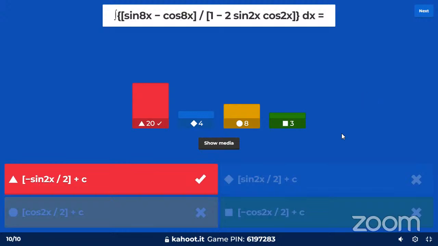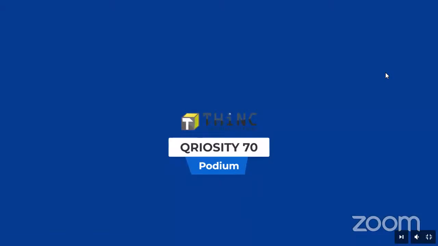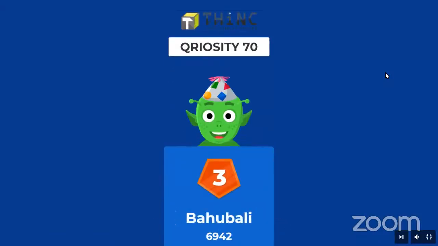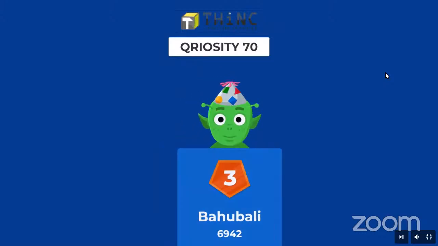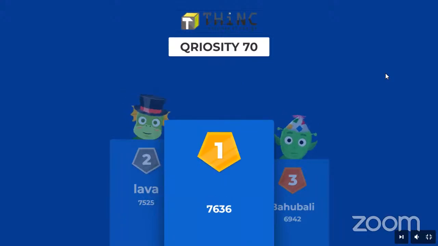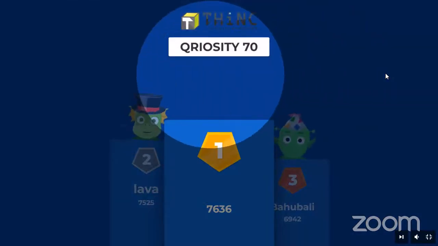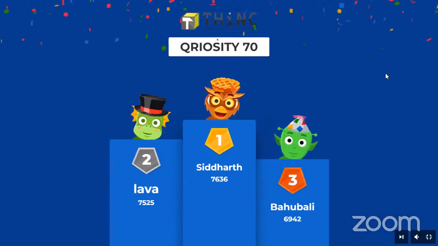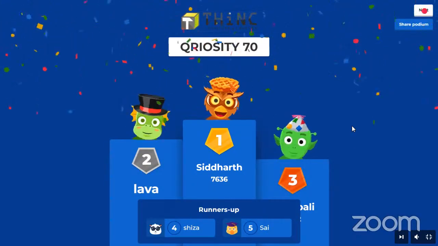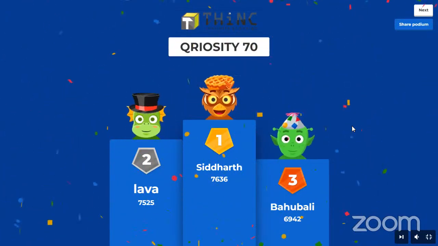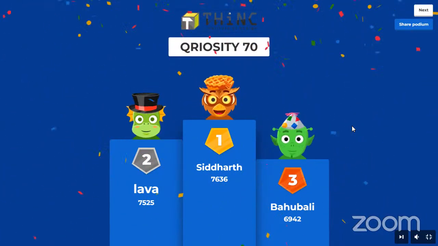So let's see the podium and who wins the game. And here is the podium. On third position with 6,942, Bahubali on third. And on second position with 7,525, Lava is on second. And with 7,636 points, it's Siddharth who comes to the first position. So congratulations, Siddharth, Lava, and Bahubali. And Shiza and Sai are on fourth and fifth position. So congrats, everyone.